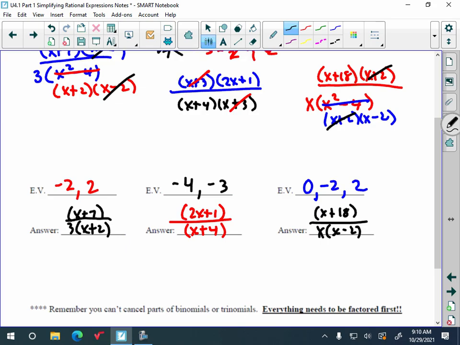Again, this is really important. Make sure you factor everything. Top and bottom have to be factored all the way through.